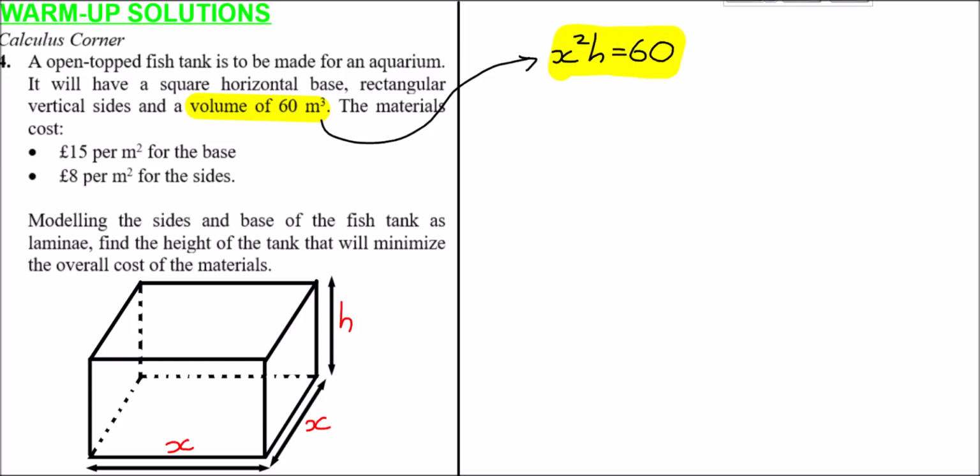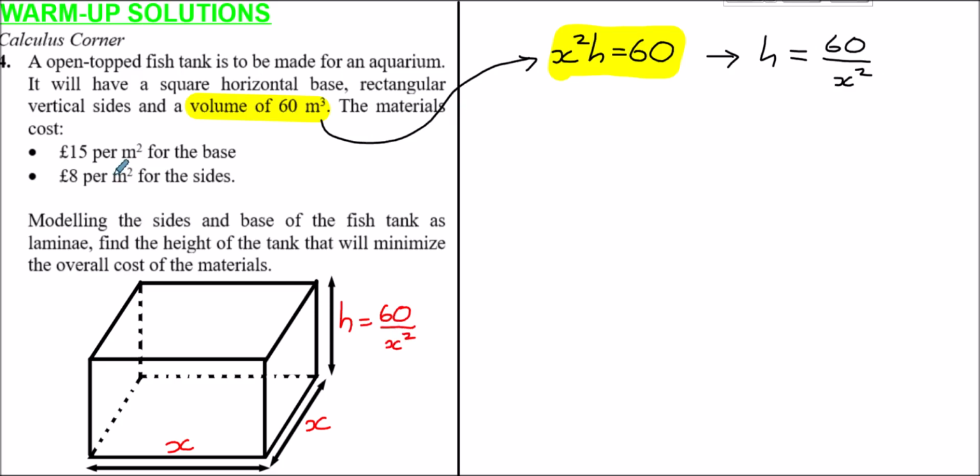However, if we're solving differential equations, what we could do is have just one variable rather than two. So we need to minimize the cost. So we need to think about the different sizes of base and the different heights. That's just too much to think about. So what we could do is get h in terms of x. So we could say that h equals 60 divided by x squared. So let's just put this in here, because that will massively help us.